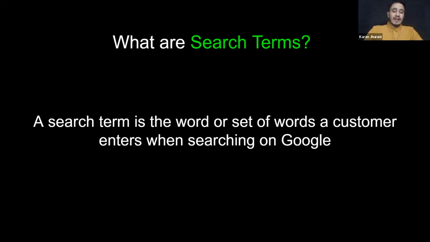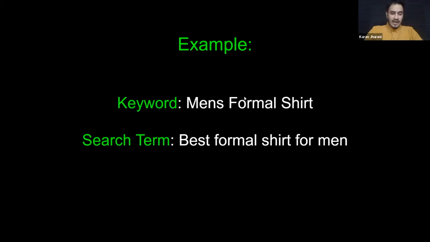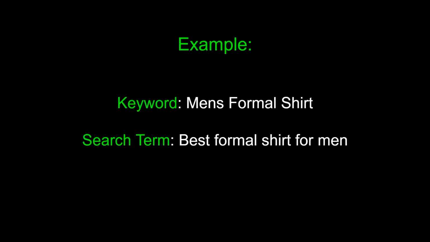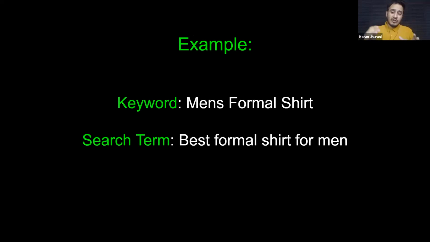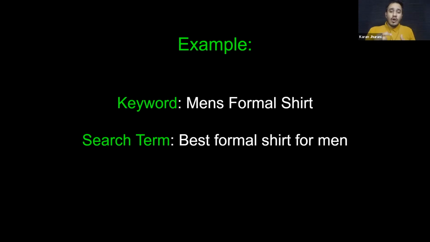To understand this, we'll try one example here. So this is an example keyword. Say we are a clothing company, and the keyword we choose is men's formal shirt, right? We instructed Google to trigger our ad whenever someone is typing this. But what someone typed in Google was best formal shirt for men, right? The wording is different from what we chose, but it still triggered, right?